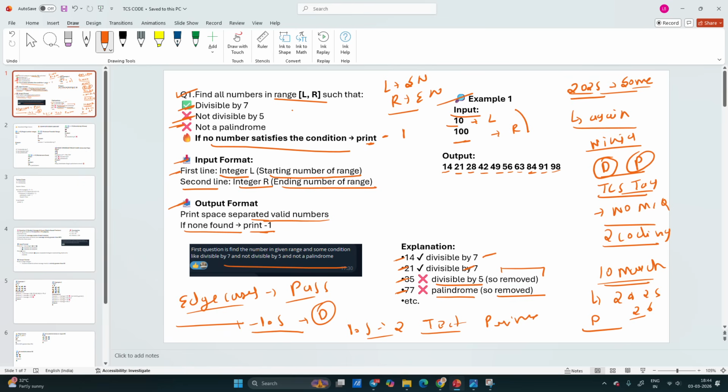We have to check the numbers in the particular range. What is a palindrome number? A palindrome number is a number that reads the same forward and backward. Suppose 77: if we read it forward or backward, the number is the same, so it is called a palindrome number. 121 is also a palindrome, 14 is not a palindrome, 28 is not a palindrome. One thing I have to mention, you can see on my screen that 35 is divisible by 5, so remove it, and 77 and so on.